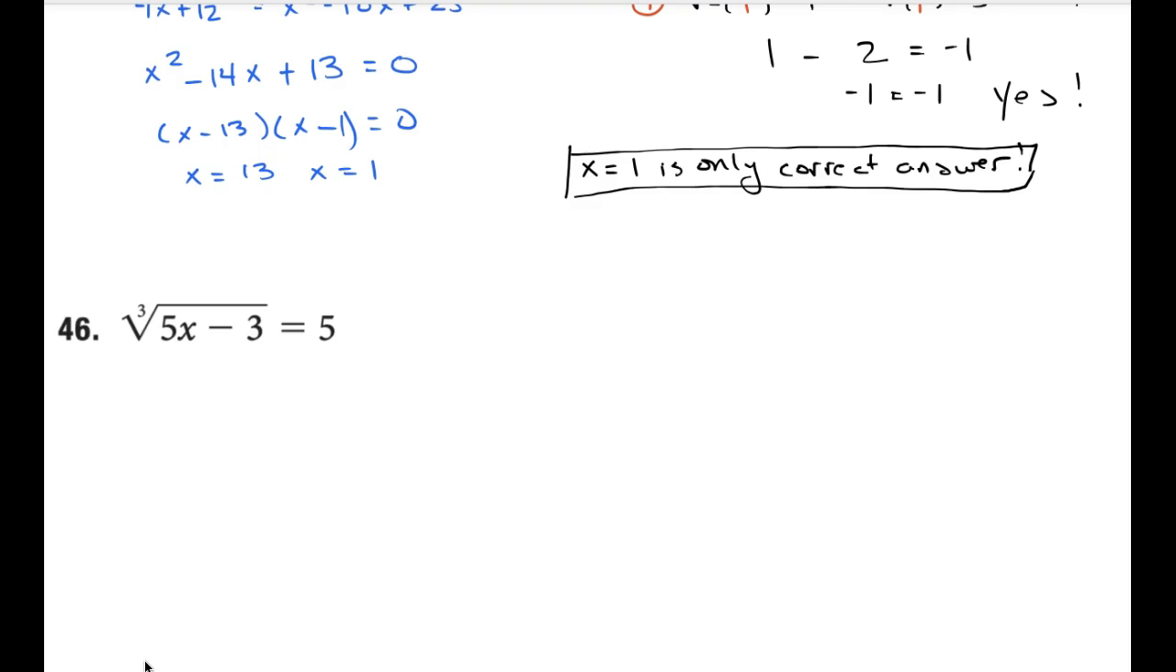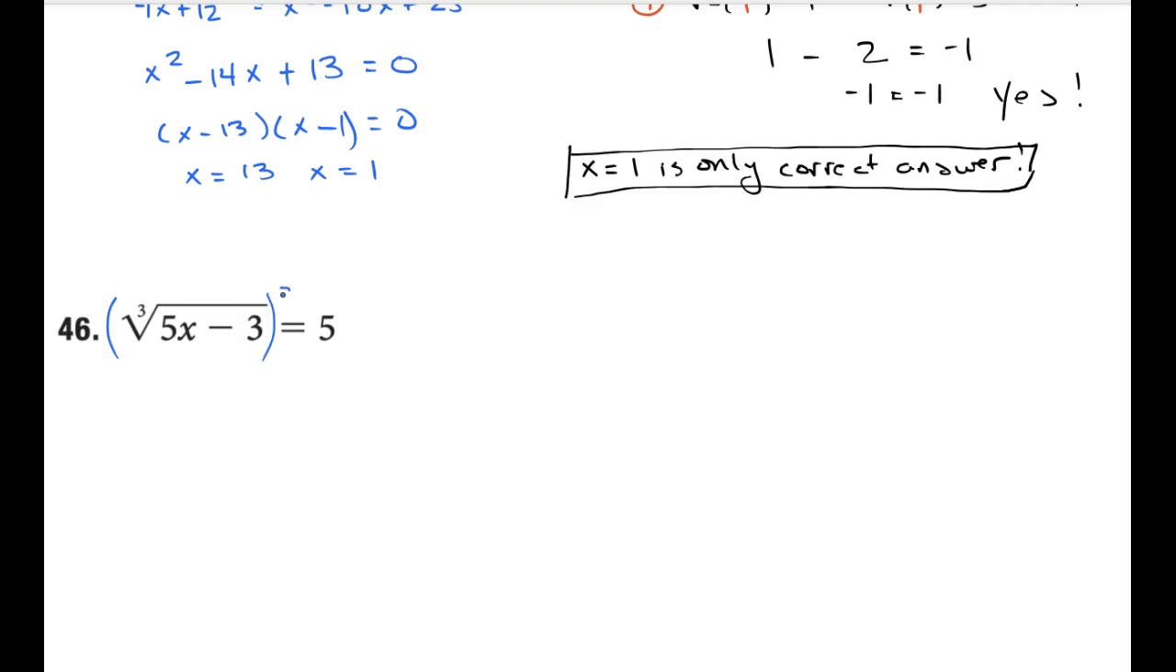Okay, once in a while you're going to see one that has a cube. These are going to be pretty simple because they're not going to throw too much at you with these. I just want you to see how to do them. If it's cubed, the way to get rid of a cube root is to cube it.